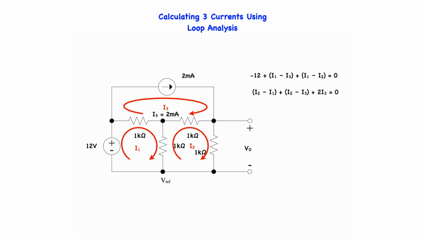So we already know I3, which is 2 milliamps. Our task will now be to find a solution for I1 and I2. Let's get rid of the brackets because they are just cluttering up the equation now. Then we can easily collect like terms, and substituting 2 for I3, our two equations look like this.